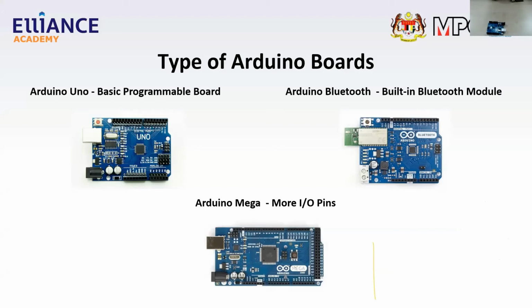Then we have the Arduino Mega. As you can see on this Arduino Mega, this board has more input and output pins to be connected compared to the basic Arduino Uno. You can see the pins. This Mega has more pins, hence making this board slightly bigger than the Arduino Uno. Compared in size, this Arduino Mega is slightly bigger than the Arduino Uno.